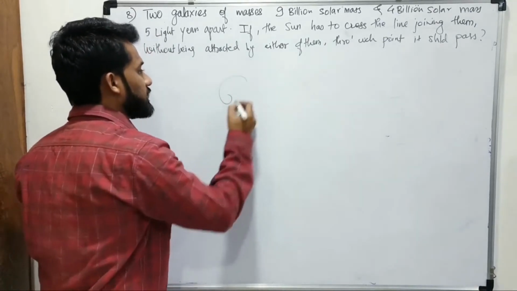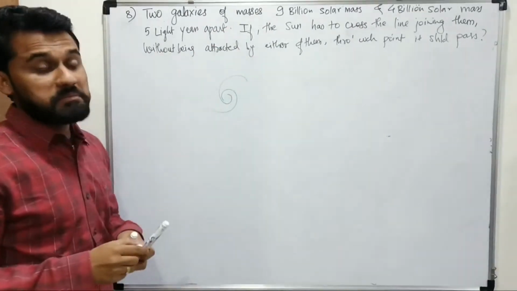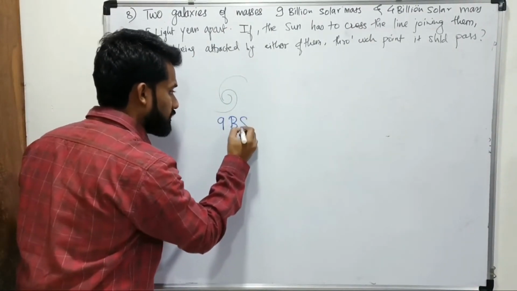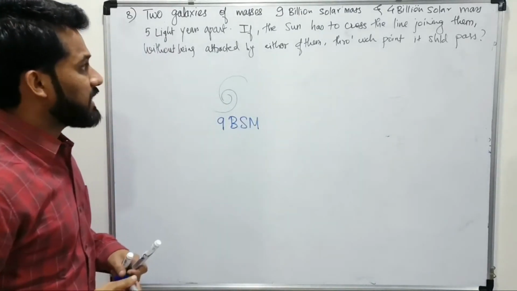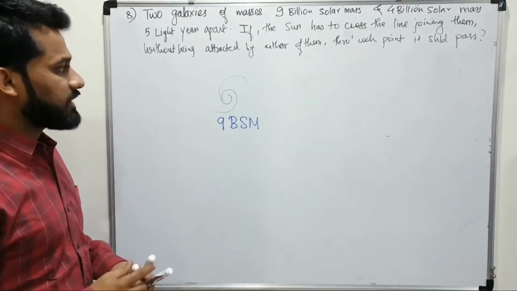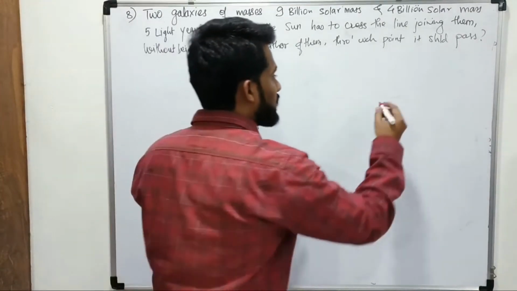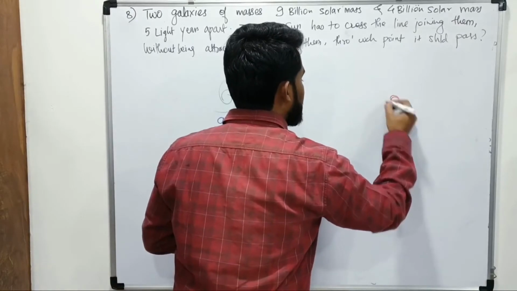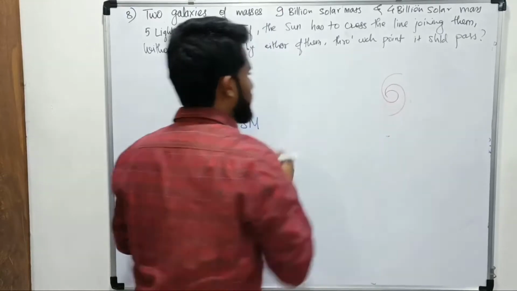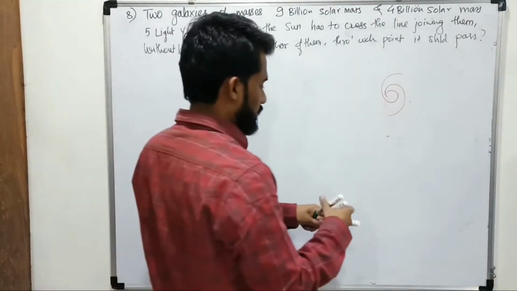So let us say this is one galaxy. The mass of this galaxy is about 9 billion solar mass. No need to convert it into kgs. It is not required for this question. And 4 billion solar mass is the smaller one. This is the second galaxy. Its mass is 4 billion solar mass.